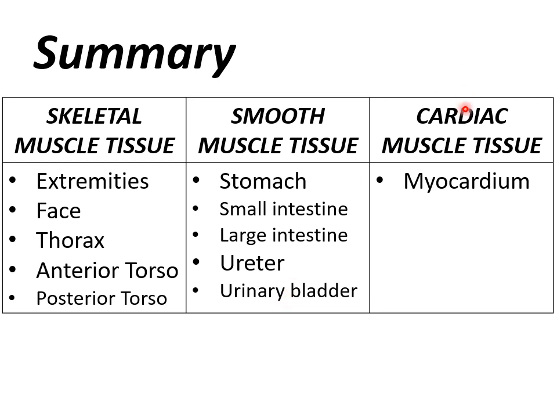Sa cardiac muscle tissue naman, syempre puso. Pero we have 3 layers of the heart. Merong epicardium, endocardium, and myocardium. Ang myocardium, yan yung nasa gitnang part. Yan yung pinaka-bulky dahil meron siyang muscle content.